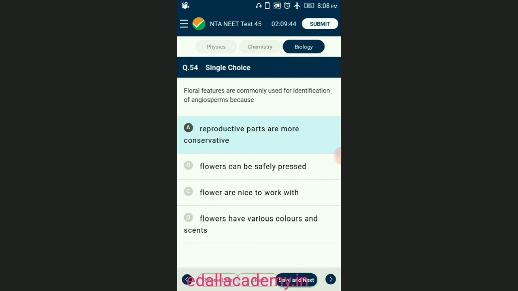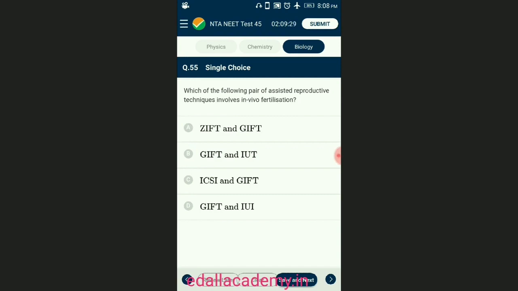Question number 55. Which of the following pair of reproductive techniques involves in vivo fertilization? Test tube baby program involves in vitro fertilization followed by zygote or embryo transfer inside the female body either through ZIFT or IUT. ICSI is another specialized procedure to form an embryo in the lab or in vitro. So the answer for this question is option D, GIFT and IUI.